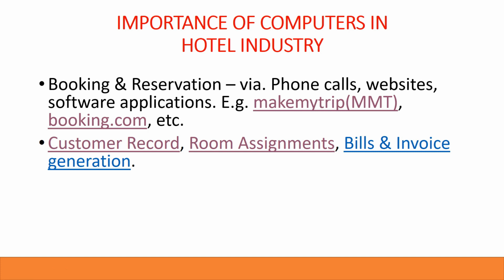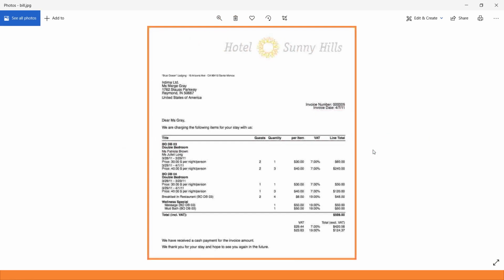Okay, next is the concept of using computers to print out bills and invoices after your stay. Let's look at this example. We have the bill of Hotel Sunny Hills, and we can see they used two double bedrooms, a mud bath, and a massage, and they paid and went. This is a printout, or hard copy, of the billing information or invoice. So you get the idea.